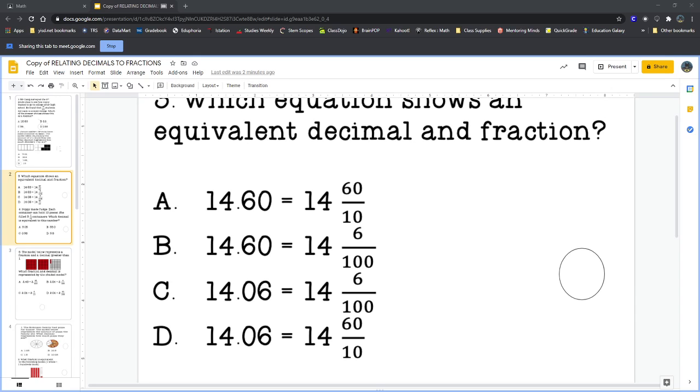Some of them have that, and some of them don't. Who can tell me what answer choices I can get rid of because they don't have a denominator of 100? A, B, C, or D? Which ones do not have the 100 as a denominator? Kylie, which ones can I get rid of?